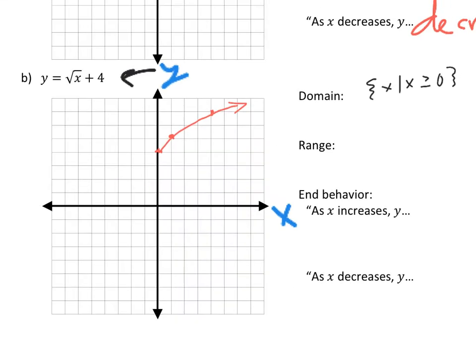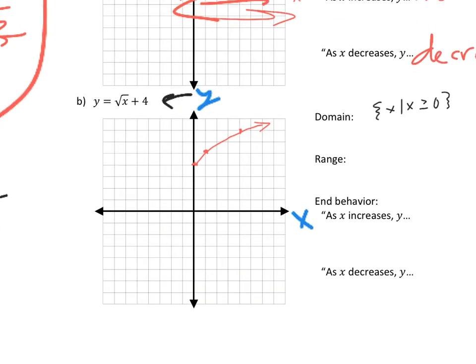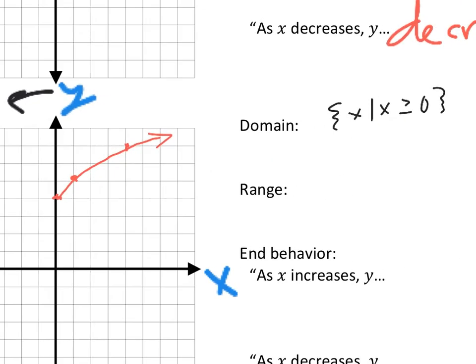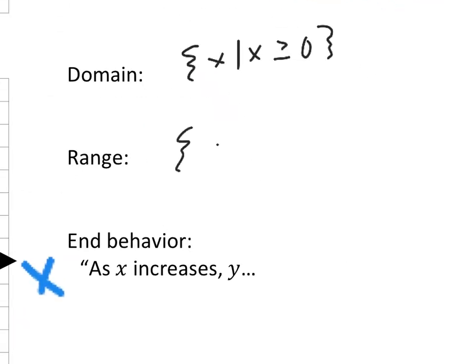Okay, range of the y values. So where am I starting on y? Well, I'm starting at y is 4. So y such that y is greater than or equal to 4.